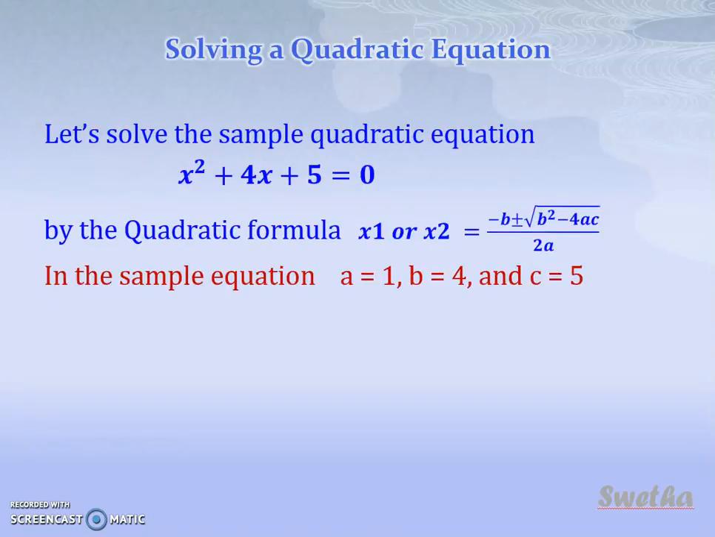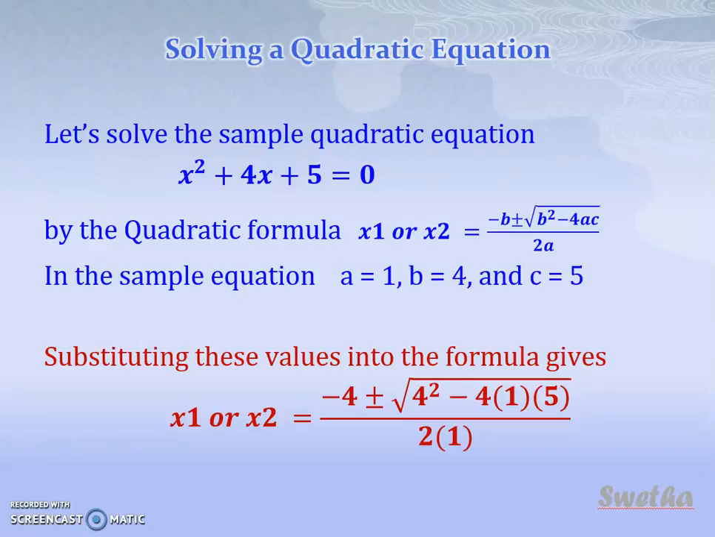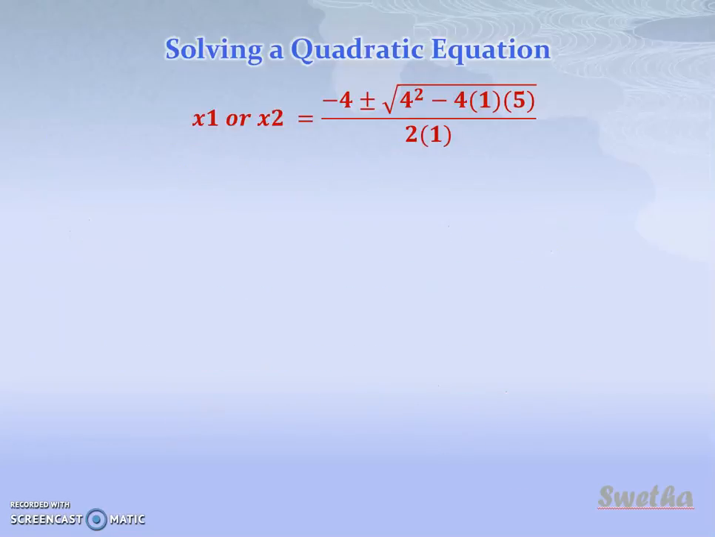In the sample equation, a is equal to 1, b is equal to 4, and c is equal to 5. When we substitute these values in the formula, it is negative 4 plus or minus the root of 4 squared minus 4 times 1 times 5 divided by 2 times 1.